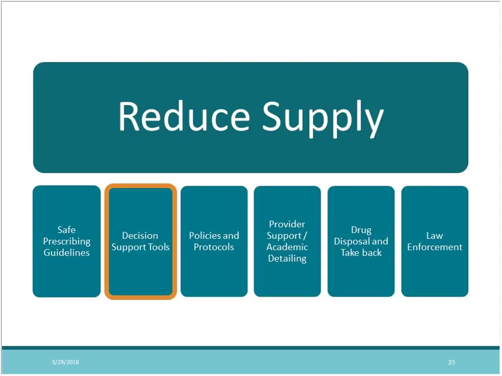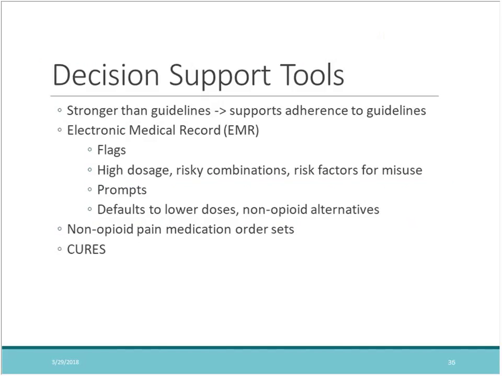So the next stronger element of influencing prescribing and safe prescribing is around decision support tools. Decision support tools support adherence to things that have been decided as important within the guidelines. The examples include electronic medical records flags, where flags might be around high doses or risk combinations. So if someone is taking an opioid and a provider chooses to also prescribe a benzodiazepine, there would be a flag that might come up and say, are you aware this patient is also taking an opioid? You might consider an alternative.